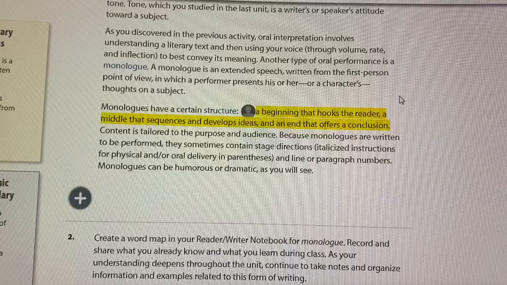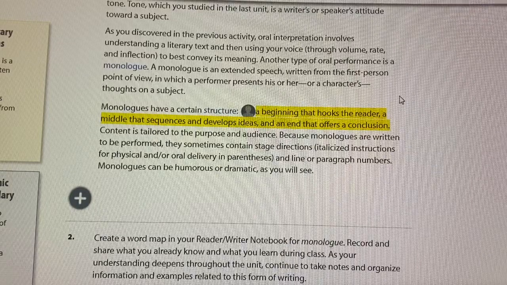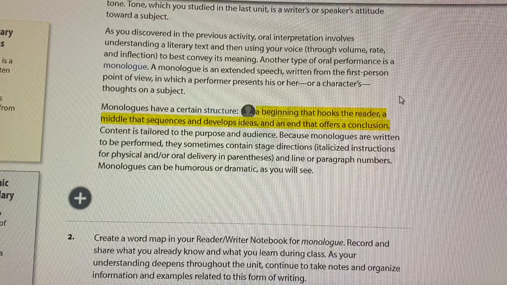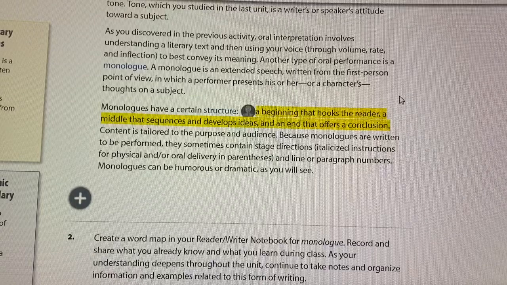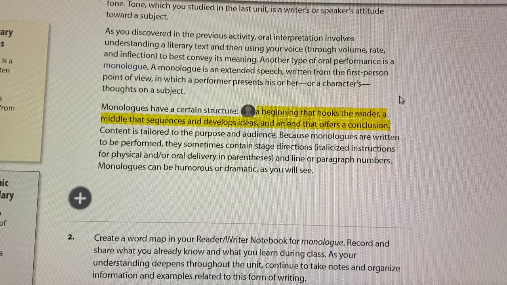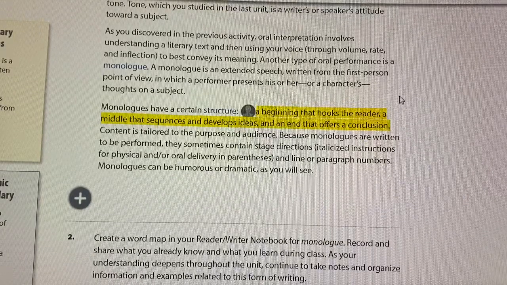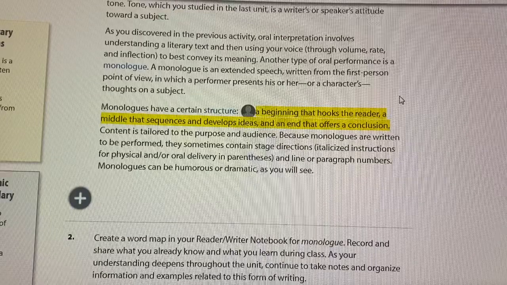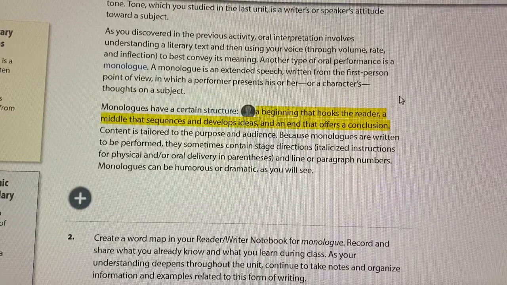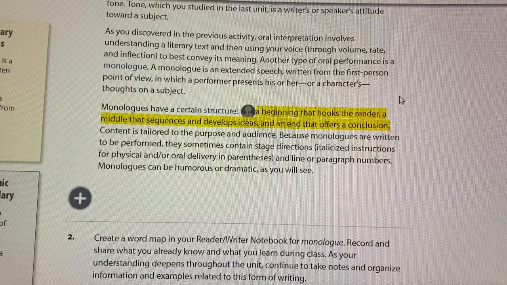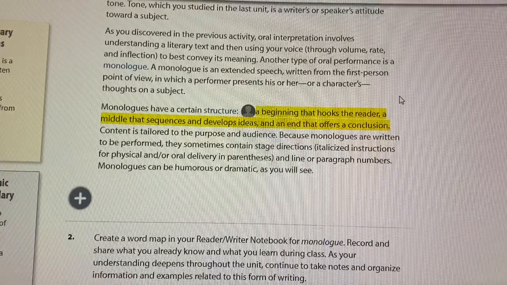And then the middle should be sequencing, like first, second, last, next. Think of those transition words we've been using all year long. You want to use those in your monologue too. And then the end should have some sort of conclusion. So you're wrapping up the story somehow. And it could even be like a really funny ending that people weren't expecting, but just some sort of conclusion.